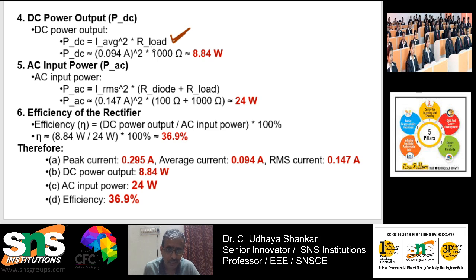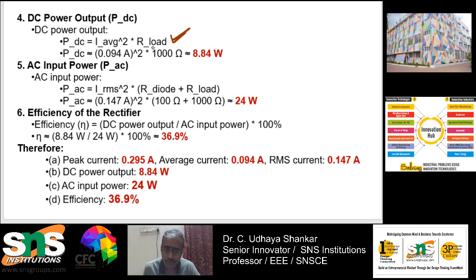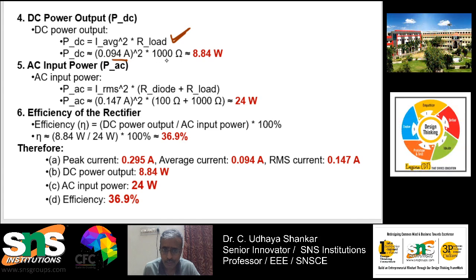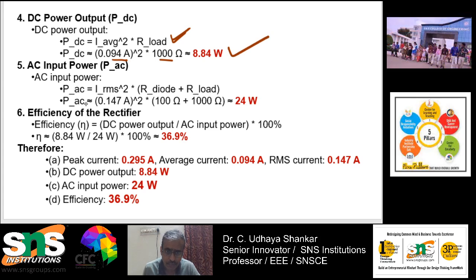I square R is nothing but the power, as you always know. So, you have to take the average value. From the previous calculation, the average value of current is 0.094 amps, squared, into 1000, that is R load is 1000 ohms. So, we will be getting the answer as 8.84 watts. Now, what is the value of AC input power? AC input power is I RMS square you want to take, because for DC output power you take I average. So, this is where some mistakes may be made.